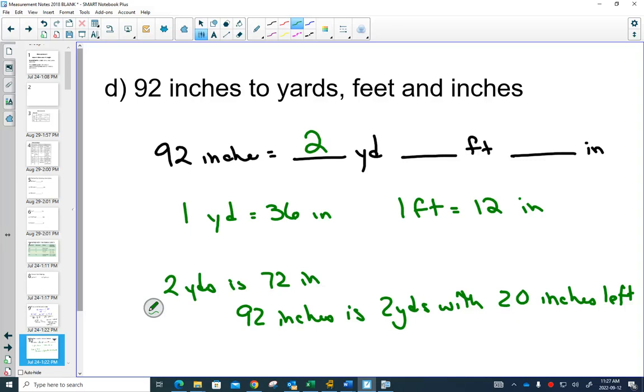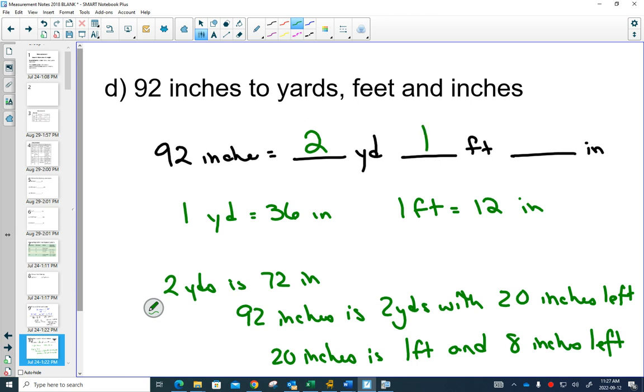No, because do I have full feet? Every 12 inches is a full foot. So 1 foot is 12. 2 feet would be 24. I don't have 24, but I do have 1 foot. So 20 inches is 1 foot, which is 12 inches. And how much left? Careful. And 8 inches left. So then I can put 1 foot in here and 8 inches left.